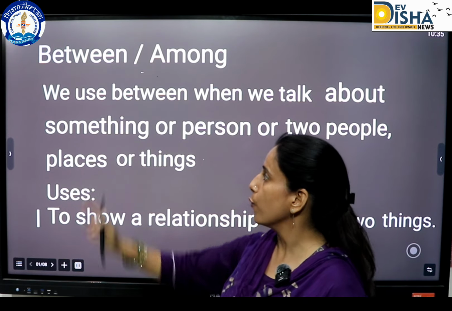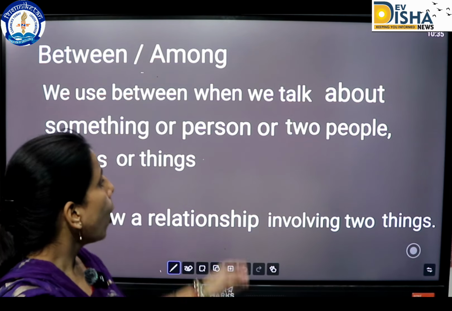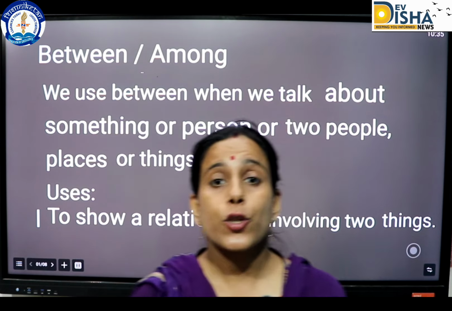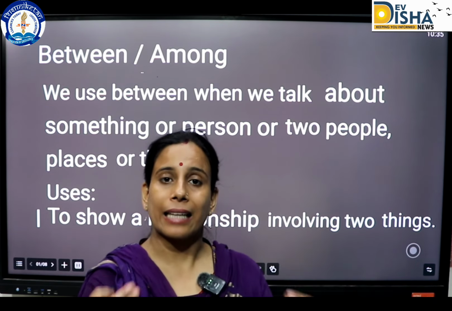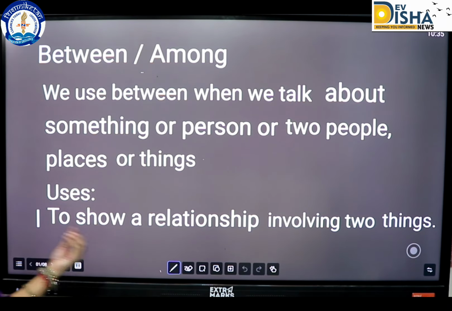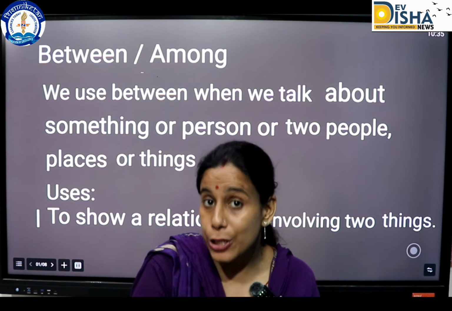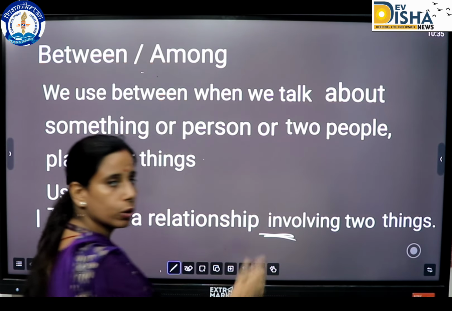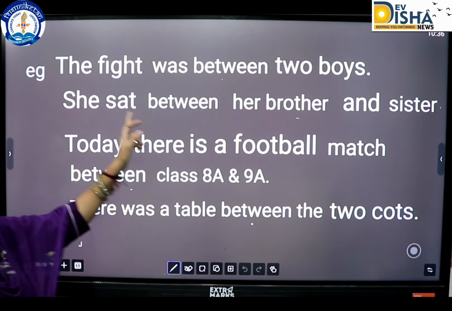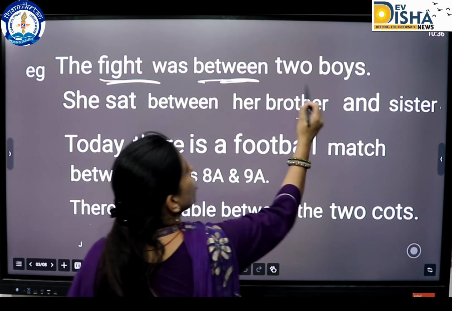We use between when we talk about two people, places or things. When we talk about two persons, two things, at that time we use between. The use of between is to show a relationship involving two things. Let's take an example. For example, the fight was between two boys. See, fight between two boys.